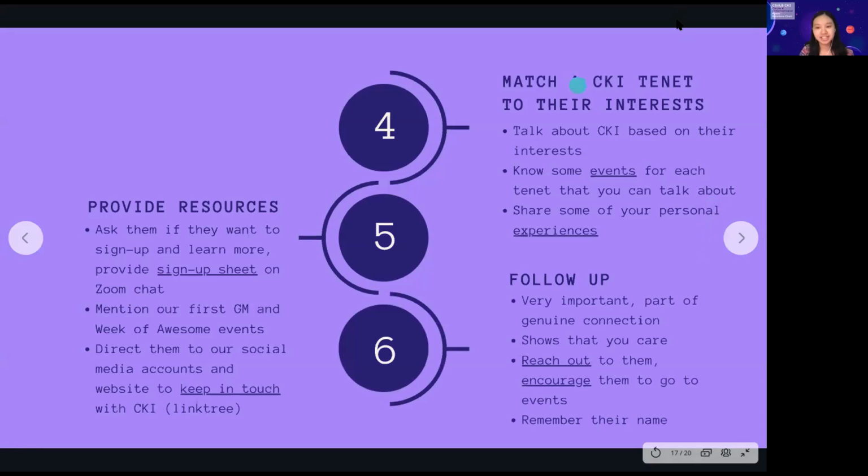You're not going to be interacting with them just once. You'll be seeing them again since they are a potential Circle K member. It's really important that you follow up with them to continue that connection. It shows that you care. Make sure you reach out, encourage them to go to our events. And it's especially important if you remember their name.